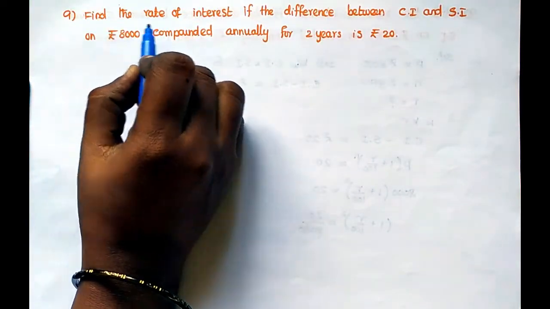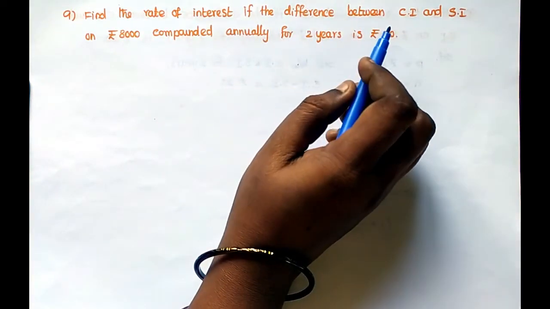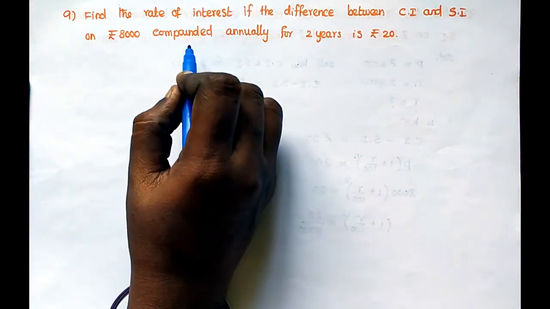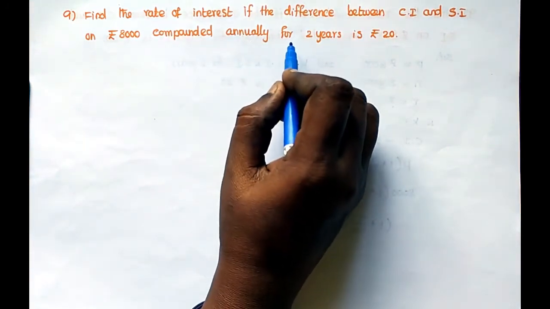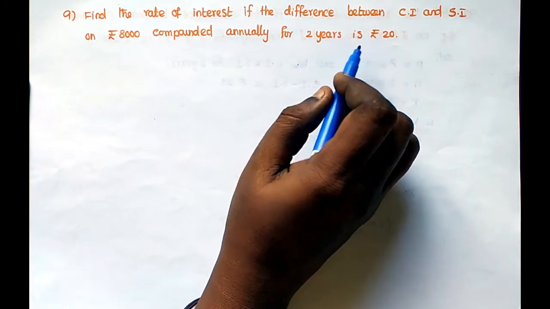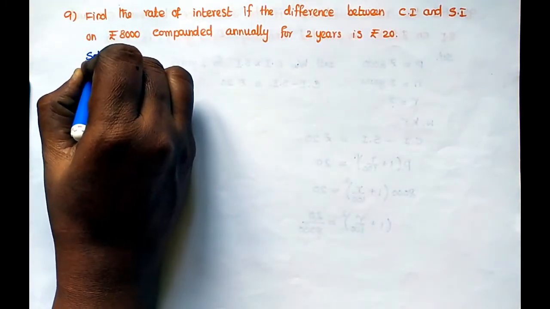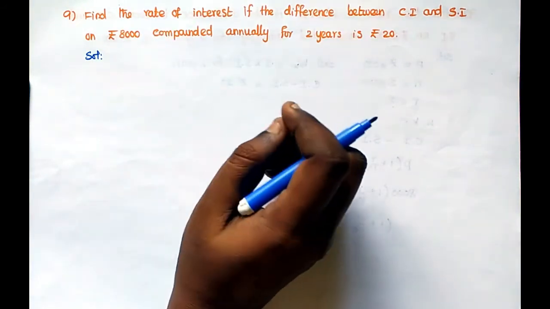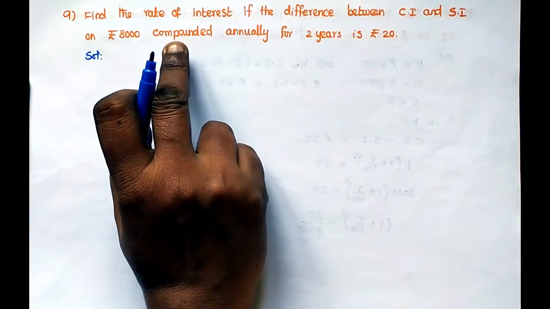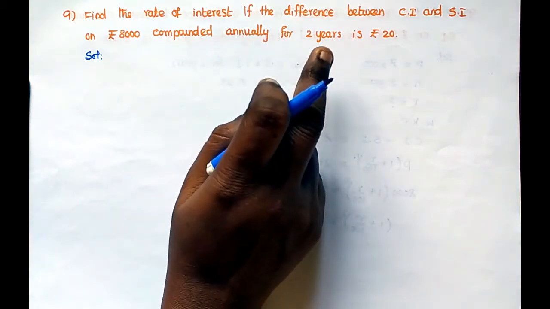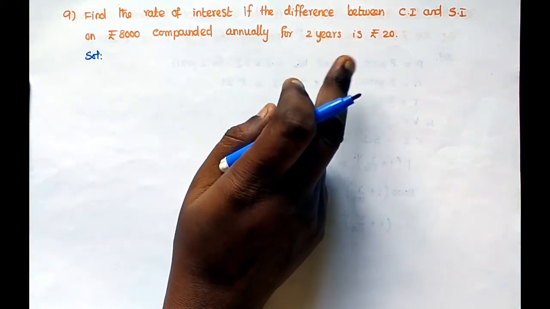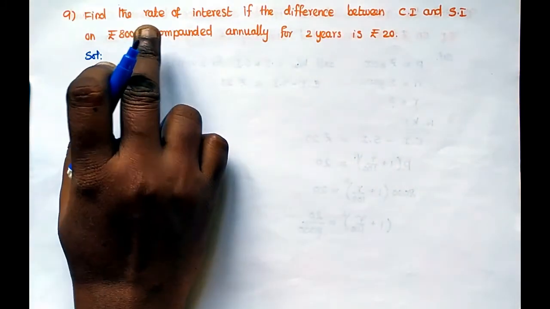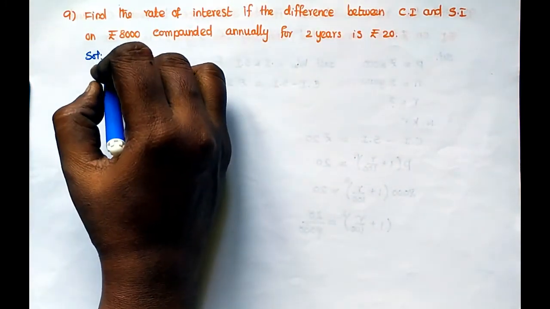Ninth sum: find the rate of interest if the difference between compound interest and simple interest on rupees 8,000 compounded annually for 2 years is rupees 20. Listen, here they have given the principal, the difference between the compound interest and simple interest, that is 20 rupees, and the number of years. We have to find out the rate of interest. Write down what they have given.